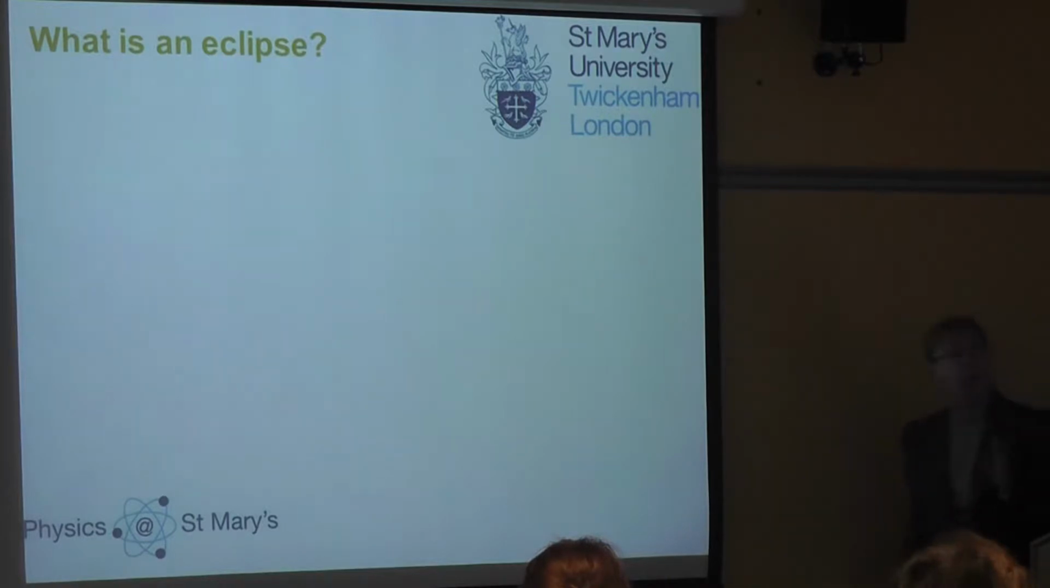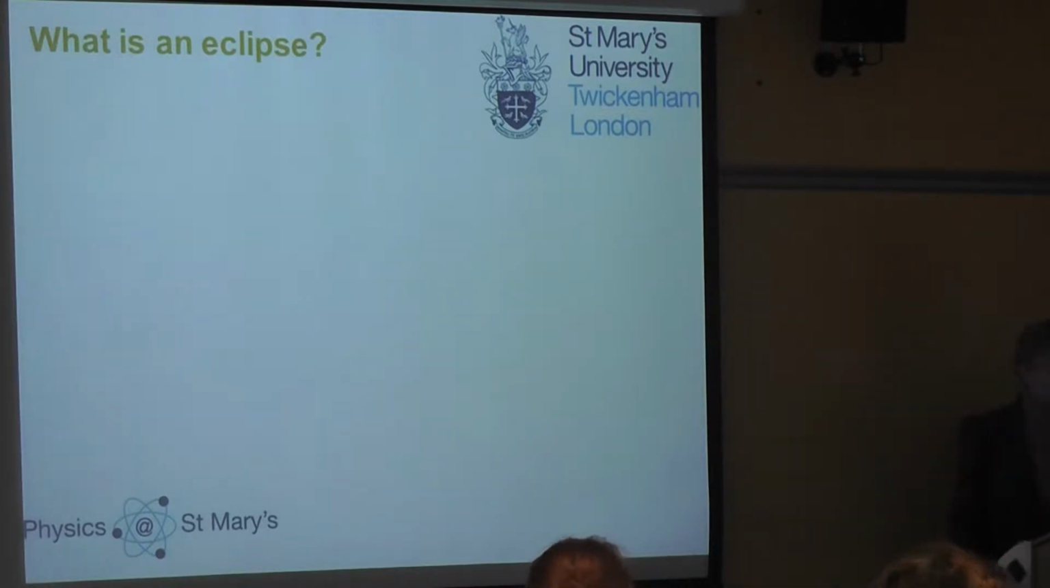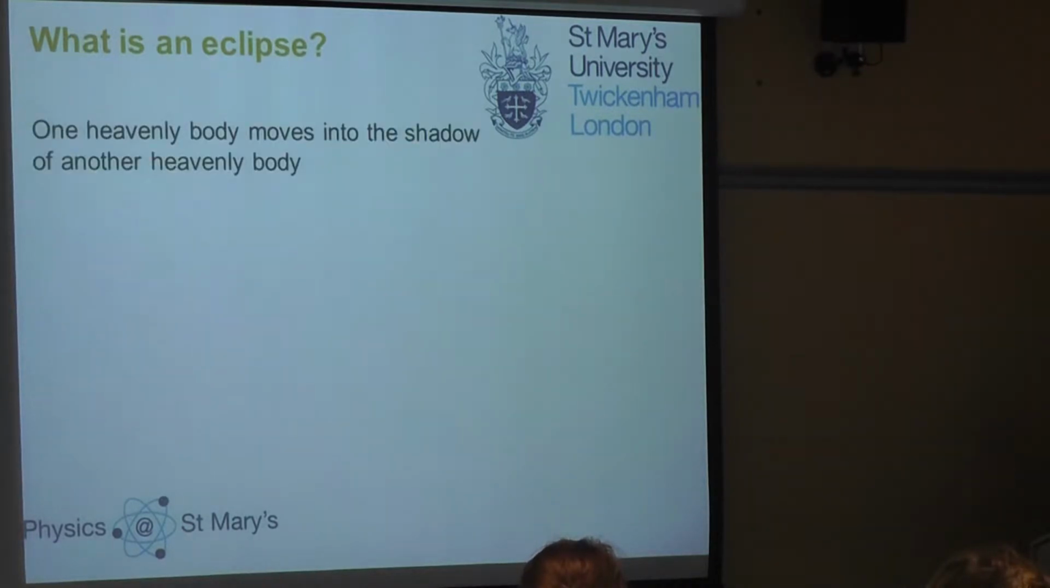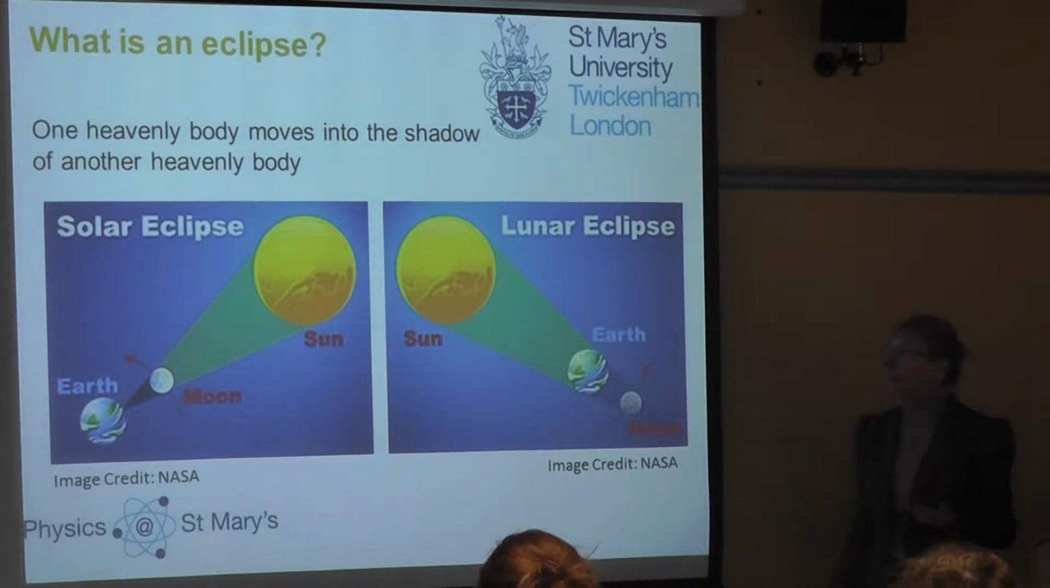So, what is an eclipse? Well, we have already discussed that this morning, but here I put some pictures that can clarify what an eclipse is all about. As we have already said this morning, we have an eclipse when one heavenly body moves into the shadow of another heavenly body. So, what does this mean? Well, I put here the two pictures of a solar eclipse and a lunar eclipse. What we experienced this morning was a solar one.